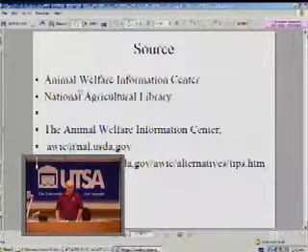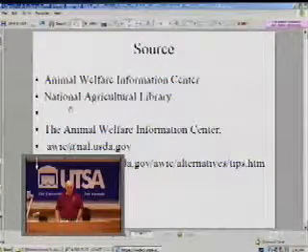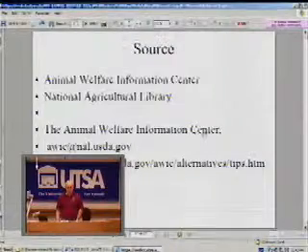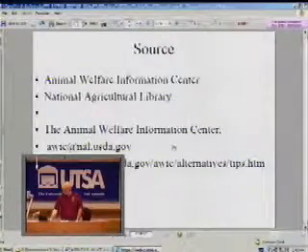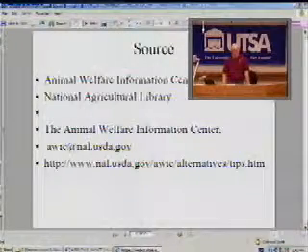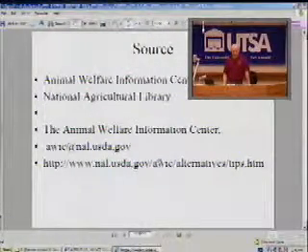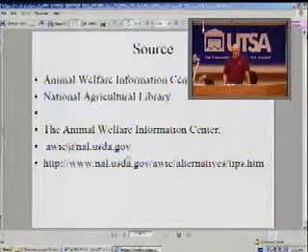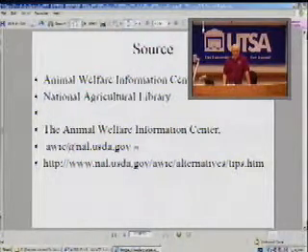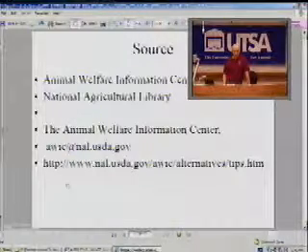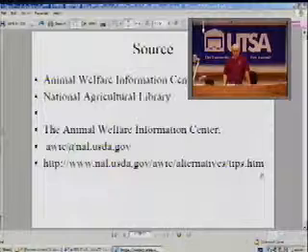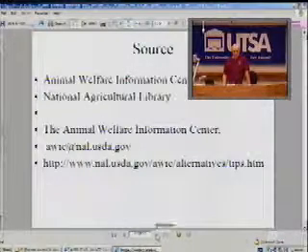The source, AWIC, National Agricultural Library, the Animal Welfare Information Center, is shown here. And obviously this is the source of much of the information that we're using to discuss here, and it is provided by the USDA.gov. Also, the www.nal.usda.gov/awic/alternatives tips.htm.